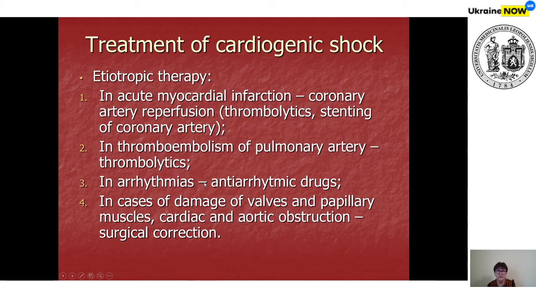Treatment of cardiogenic shock depends on causing factors. In acute myocardial infarction, it's coronary artery reperfusion using thrombolytics or stenting of the coronary artery. In thromboembolism of the pulmonary artery, the patient needs thrombolytics. In severe arrhythmias, antiarrhythmic drugs. In case of damage of valves and papillary muscles, or cardiac aortic obstructions, the patient needs surgical correction.